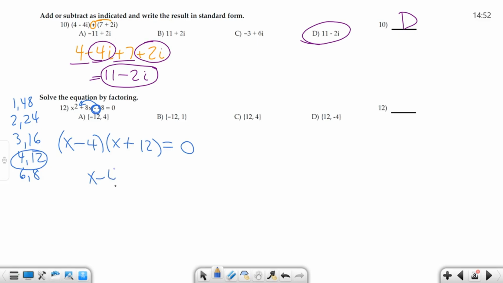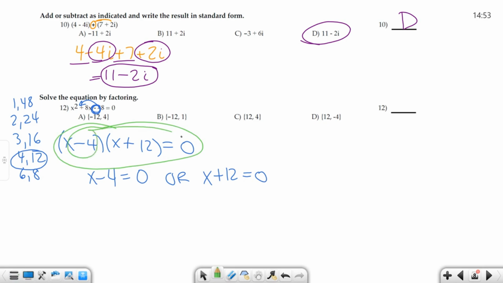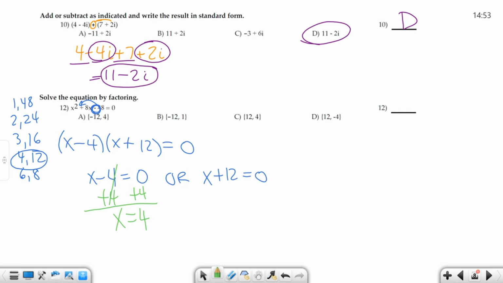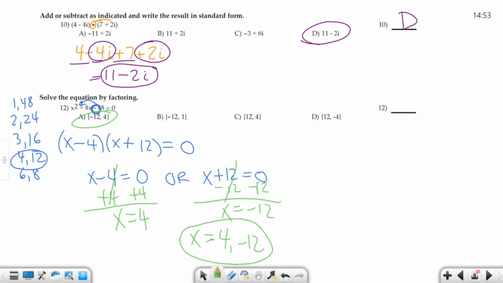Then I take each one of these and set them equal to 0, right? Once I get the factored form equal to 0, I take this factor equal to 0 and this factor equal to 0. So now we add 4. And here we subtract 12, right? Just like you saw all the time. So then x equals 4 or negative 12, which is A. That is A for that one, number 12.